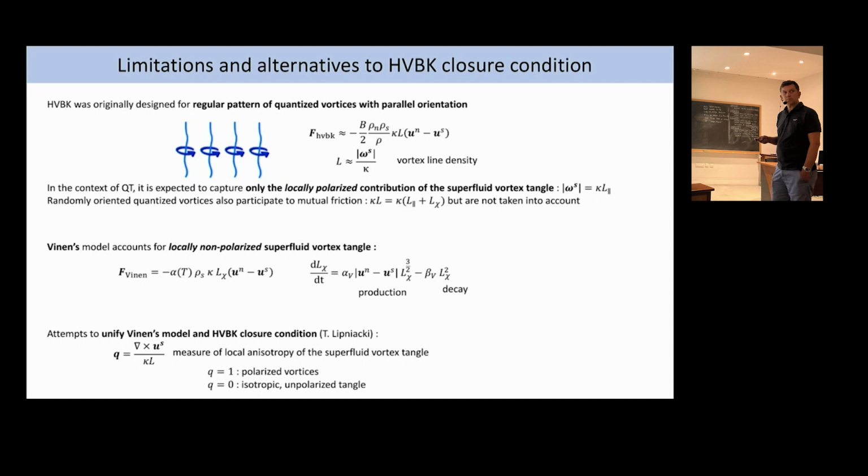And of course, the best would be a combination of the two to take into account both the polarized and unpolarized contributions. And so, I mean, we can mention that there are attempts to unify the Vinen model and the HVBK closure condition, in particular by introducing some measure of local anisotropy and using this measure to parameterize the coupling force.